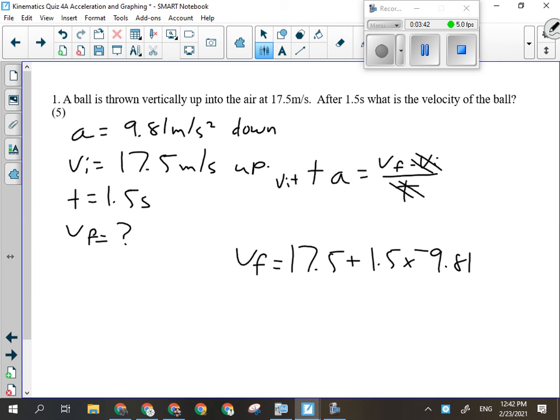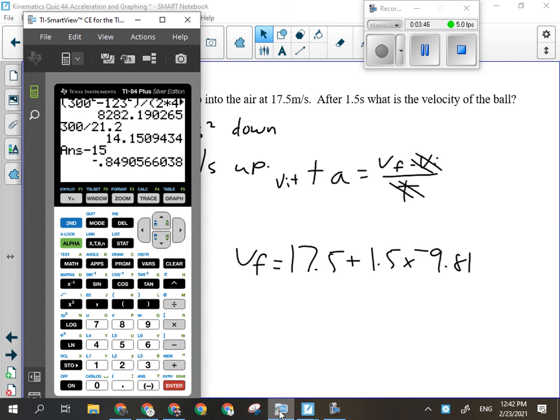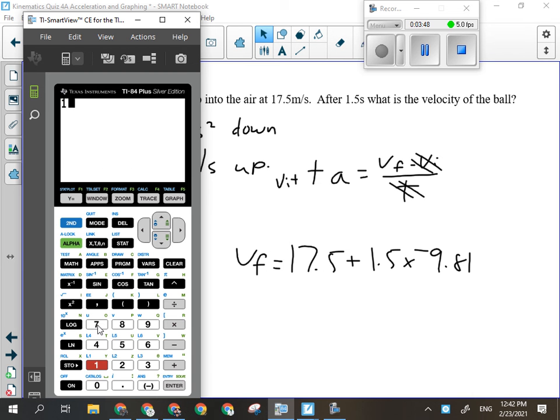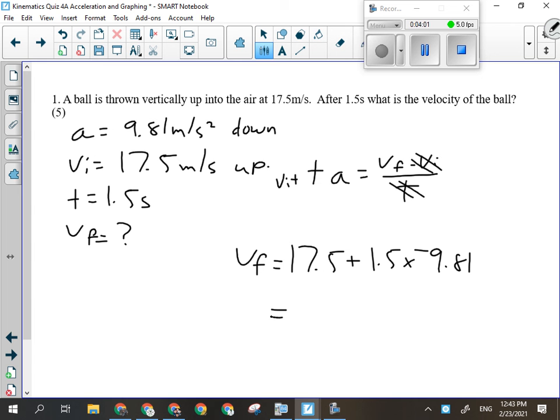All right. So I've got those numbers plugged in. What we have here is 17.5 plus 1.5 times negative 9.81. And that's going to give us, to two significant figures, 2.8 meters per second up.